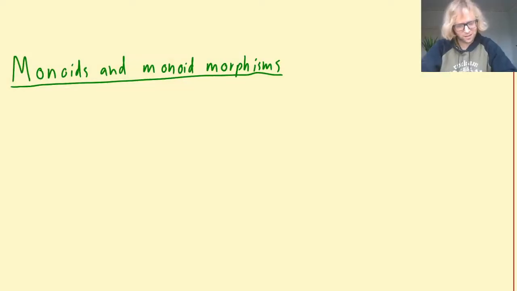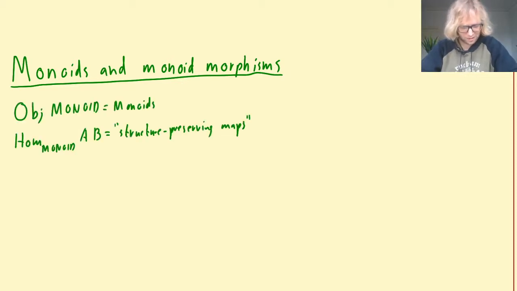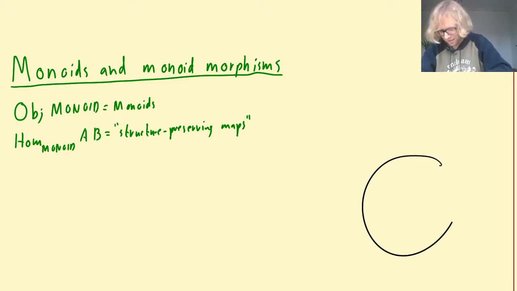Hi, let's look at some examples of categories. So the first one I want to show you is the category of monoids and monoid morphisms. Here the objects are monoids. Remember, these are sets with a binary operation and a unit, and the morphisms are structure preserving maps between these things. So we have our category here, and then each object is a little monoid.